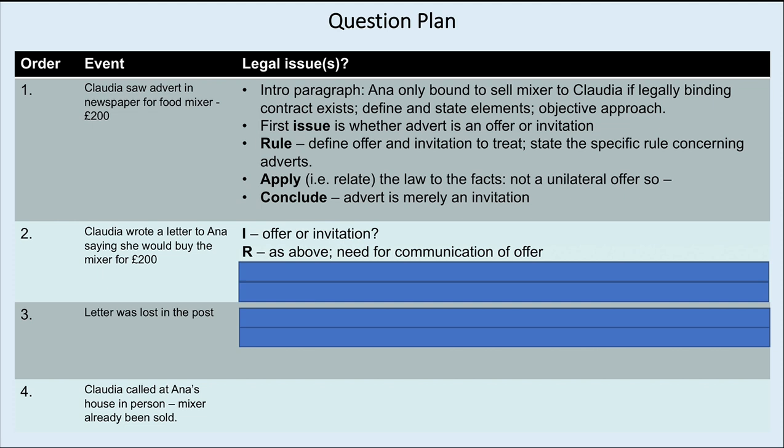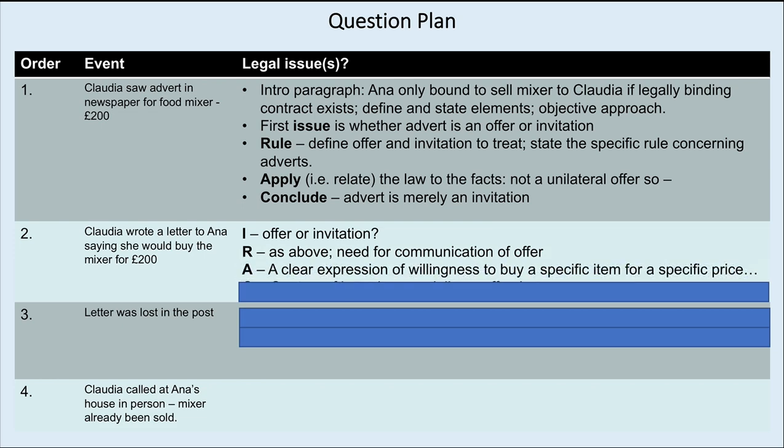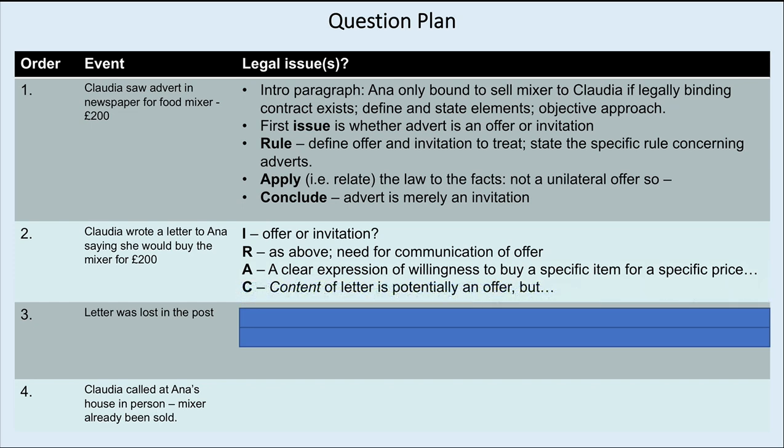Now, applying the law to what Claudia has written, it does appear that the content of her letter has the quality about it necessary to amount to an offer. This does appear to be a clear expression of willingness to buy a specific item for a specific price. So Claudia's letter then appears to contain specific terms, presumably with the expectation that if Anna is agreeable, a contract for the food mixer will come into existence. So concluding there then, it appears that the content of the letter is potentially an offer.